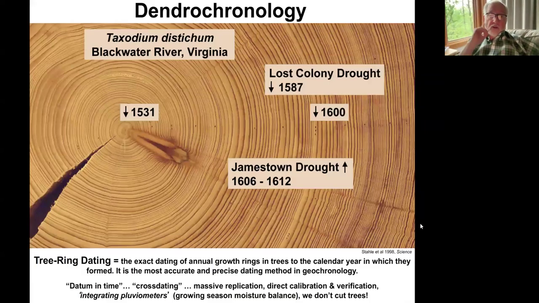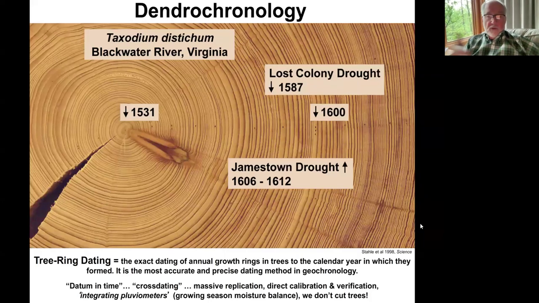Here's a cross section of a bald cypress tree from Blackwater River, Virginia, not too far south of Maryland. This is southeastern Virginia. And the research that I'm about to describe here was published in Science magazine in 1998, and we reached the height of our fame at the Tree Ring Lab in Fayetteville. We made the front page of the New York Times. The title of the article was "The Lost Colony in Jamestown Drought."